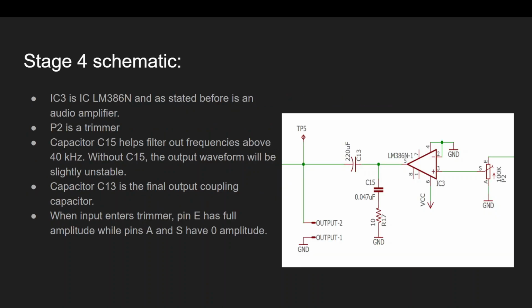This is the schematic for stage 4. IC3 is LM386N and as stated before is an audio amplifier. T2 is the trimmer. Capacitor C15 helps filter out frequencies above 40 kHz. Without C15, the output waveform will be slightly unstable. Capacitor C13 is the final output coupling capacitor. When input enters the trimmer, pin E has full amplitude while pins A and S have zero amplitude.